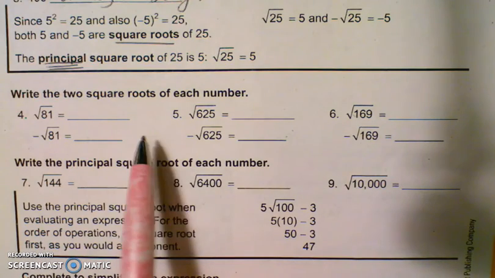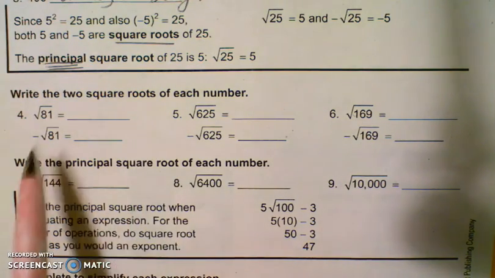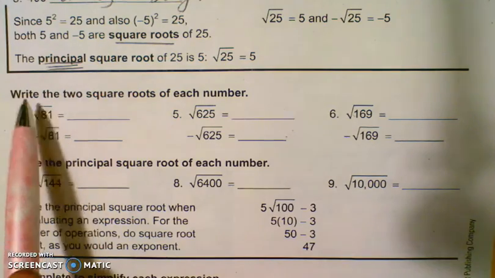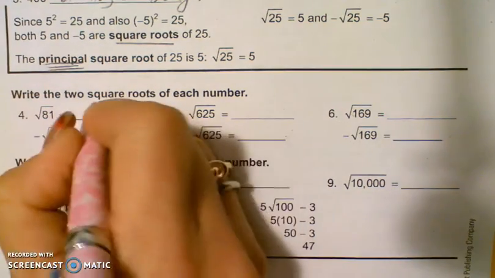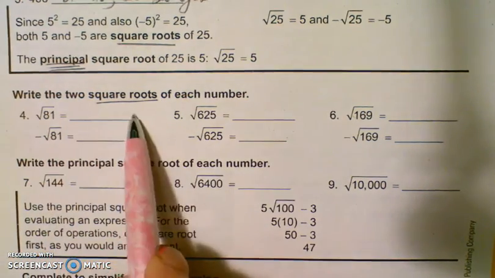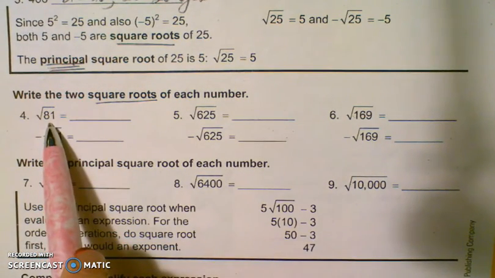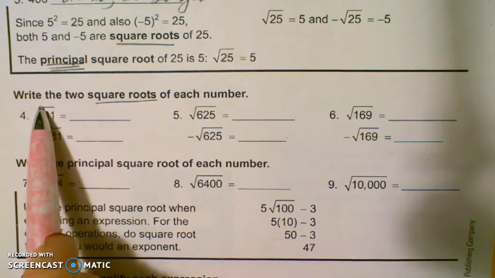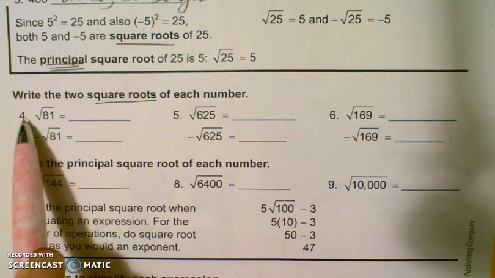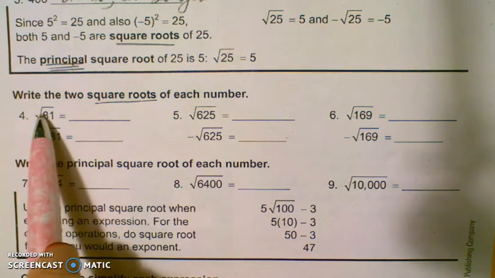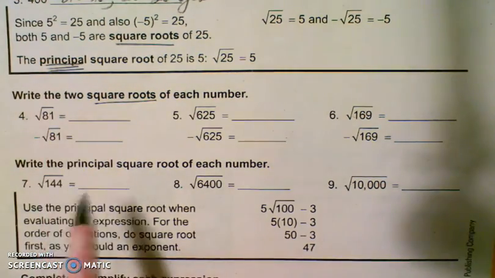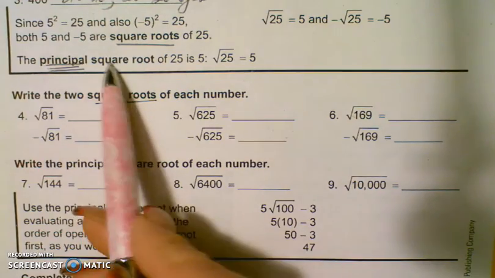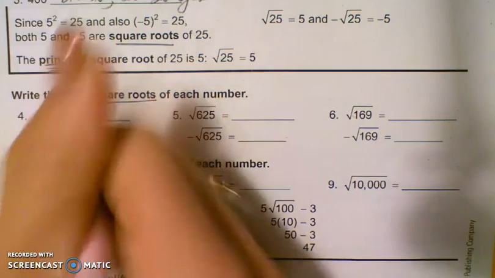So let's do a quick review here of a couple of exercises. In number 4, they're asking you to find the two square roots for each number. In the first one, and again, remember, square root is what number times itself will give you this value underneath the radical symbol. Remember, this is called a radical symbol. When there's no number there, it's square root. Okay, what number times itself will give us 81? Well, the principal square root, the positive square root here, is 9.